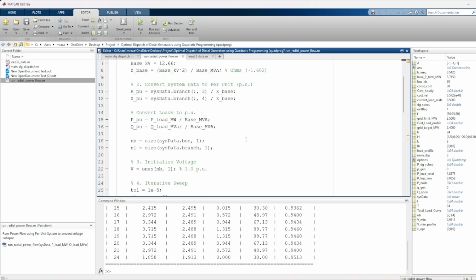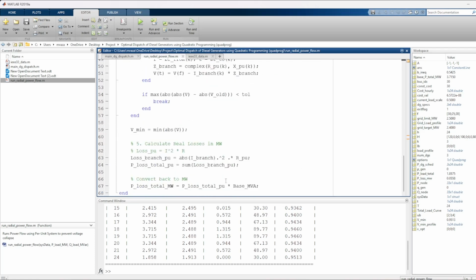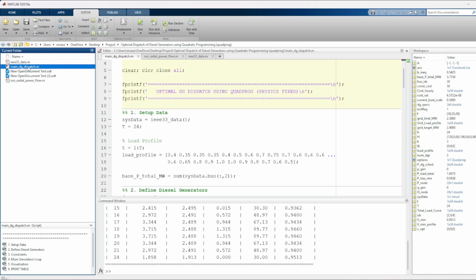And then we have run our load flow program, and at the end of this program we have calculated our total losses and the branch losses. So at the end of this program we have just summed up each and everything. And here is the main function file. So this is the main program.